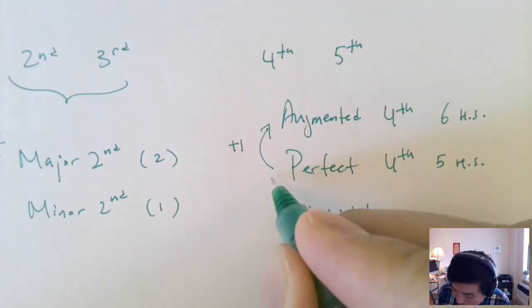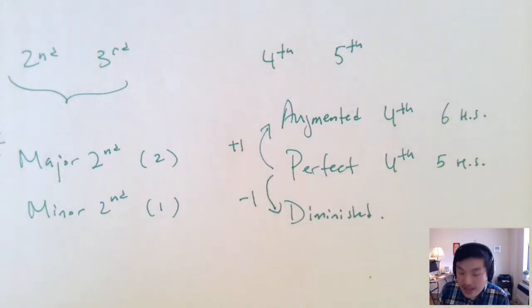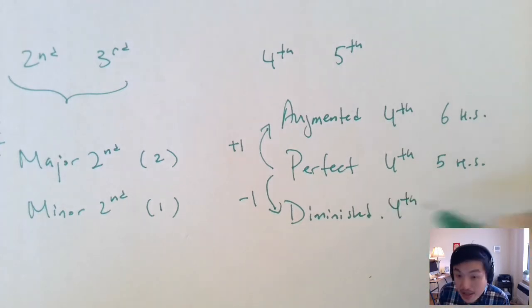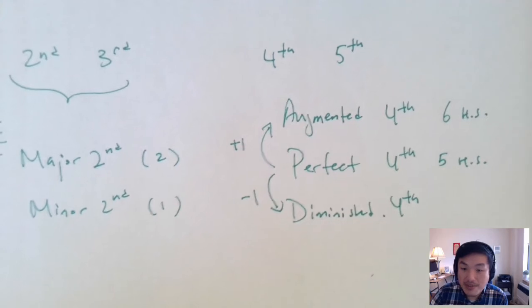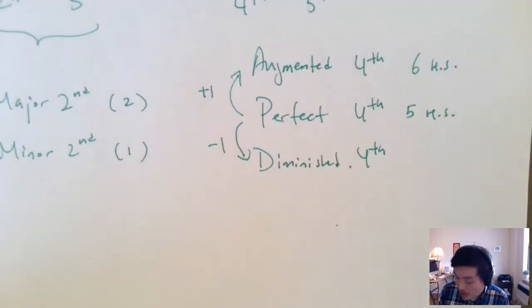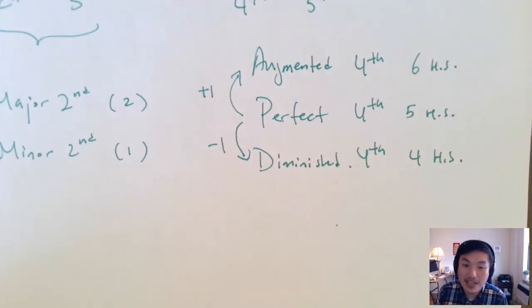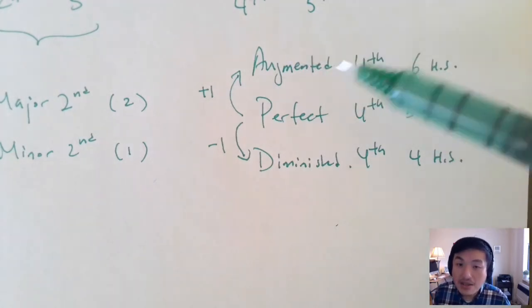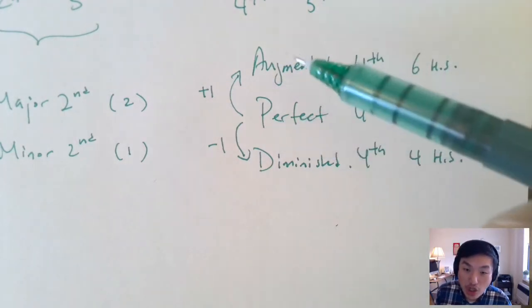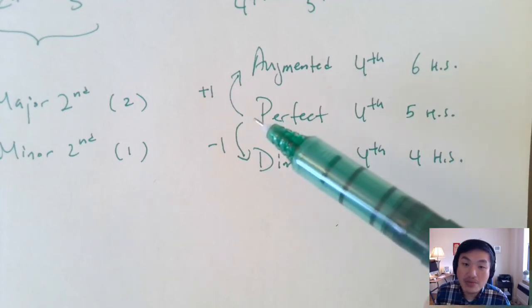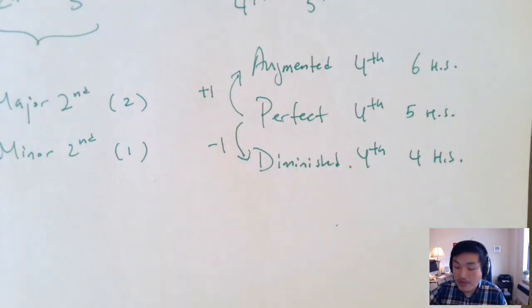By the same token, if you find one that has 1 half step fewer than the perfect, so let's say you find a fourth that has only 4 half steps, that would be a diminished fourth. I'm taking fourths as the example, but the relationship is still the same for fourths and fifths. An augmented interval is 1 half step larger than perfect, and a diminished interval is 1 half step smaller than perfect.